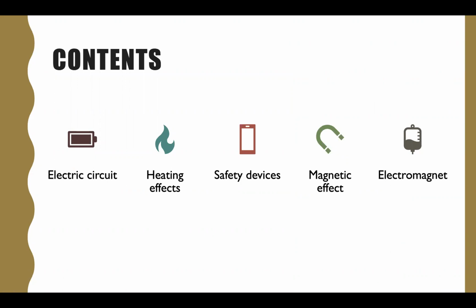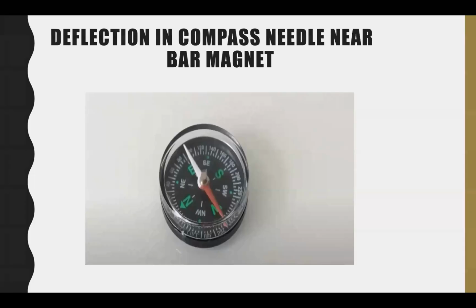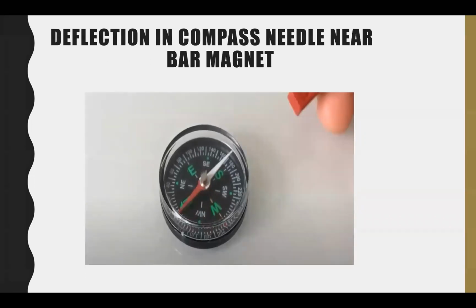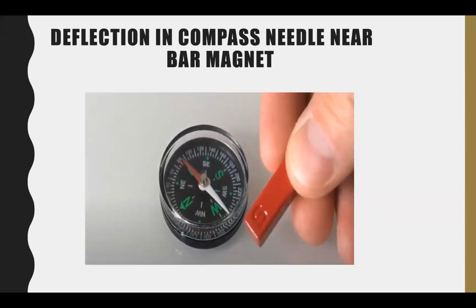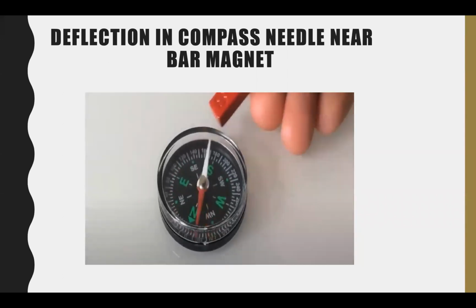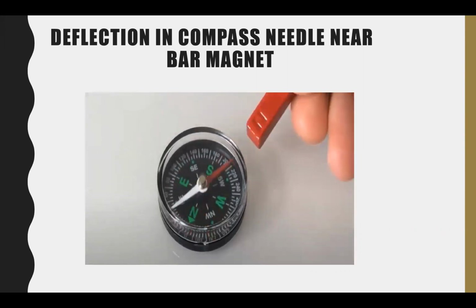Now you all tell me, have you ever seen the deflection in a compass needle near a bar magnet? So why does this deflection occur? This deflection occurs either due to the repulsion by the same poles or the attraction by the unlike poles. Understood? Now let's do another experiment.